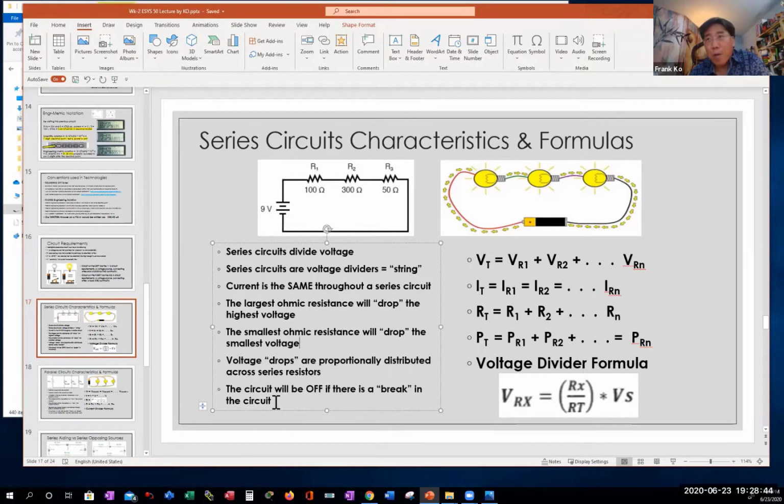And then if you think about this chain of lights, the circuit will be what? Off if there is a break in the circuit. If we break the circuit anywhere in the series circuit, like a light bulb goes out, they all go out. They don't burn out, but they all turn off if one light bulb burns out.